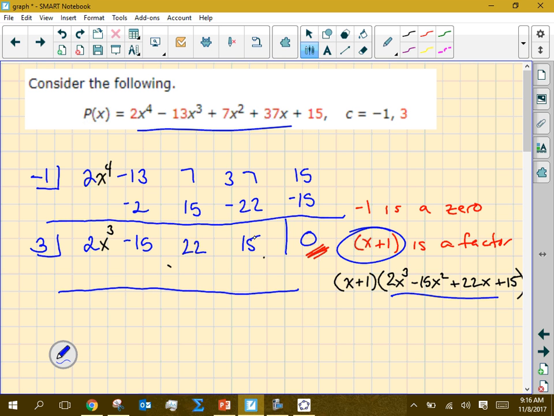Now I usually don't, because I don't like to write as much, so I just start back up with this line here. But if you want to restart the whole process and write 2, minus 5, 22, and 15 again, just to organize your work a little better, you can. But I'm going to bring my 2 down. Multiply by 3 gives me 6. Bring down my negative 7, right? Multiply gives me negative 21.